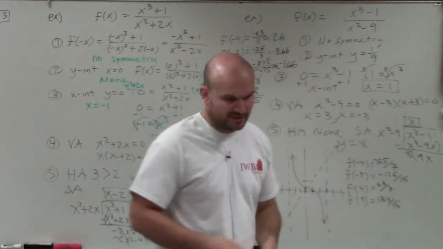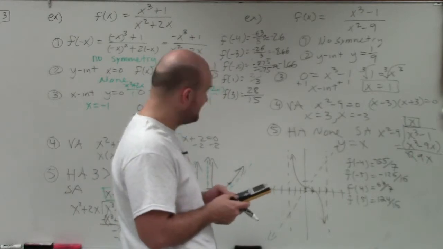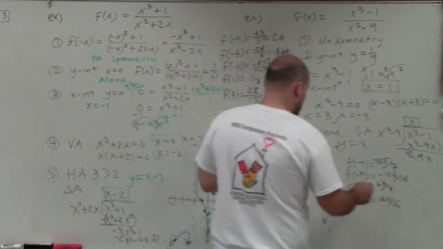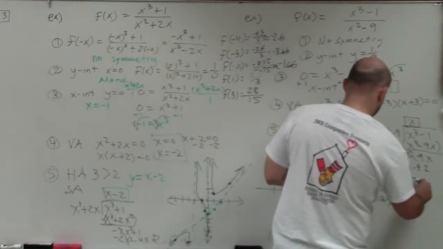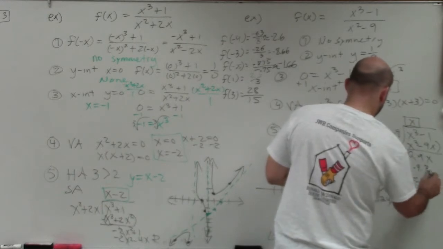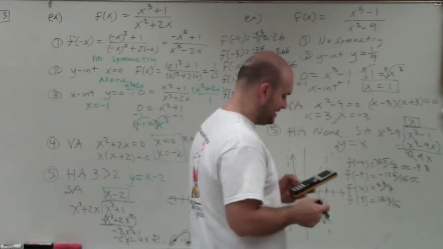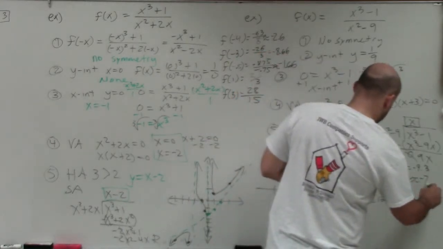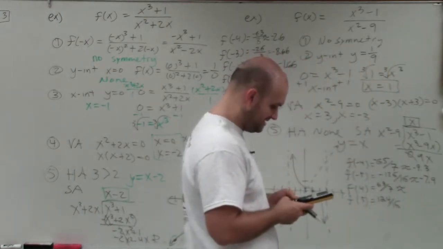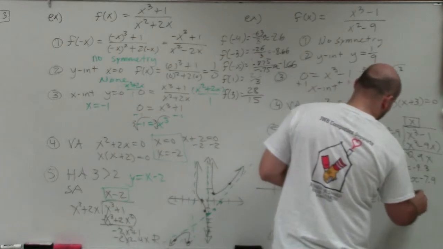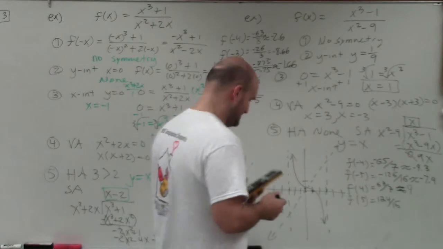OK, so now let's get the decimal approximations for these. Negative 65 divided by 7 is approximately negative 9.3. Negative 126 divided by 16 is approximately negative 7.9. 63 divided by 7 is 9. I guess I should have known that. And 124 divided by 16 is 7.75.